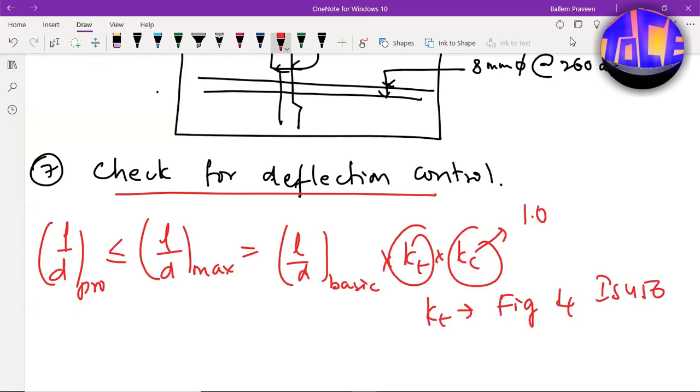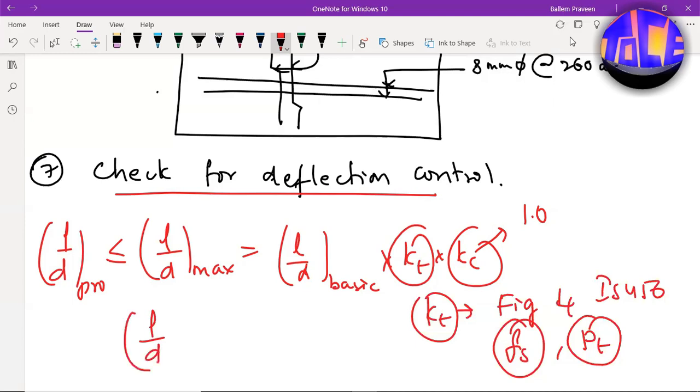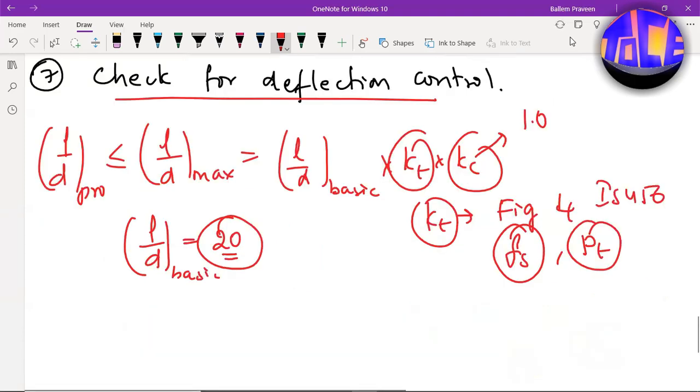In that you need to calculate the fs value, the stress in steel, and the percentage of steel that you have provided. Corresponding to this, you will get the Kt value. And what is the L by d basic value? It is provided with respect to the support condition. For a simply supported slab, the L by d ratio is 20. Since it is a simply supported slab, you can take the basic value as 20.